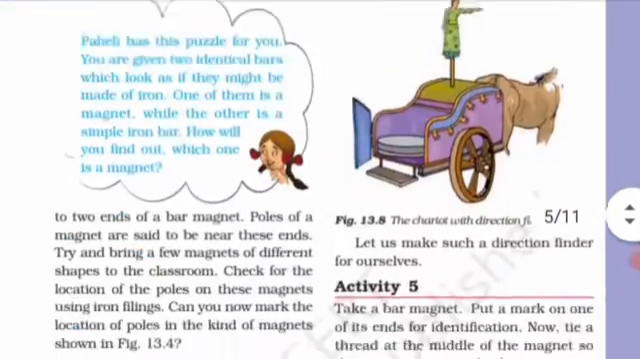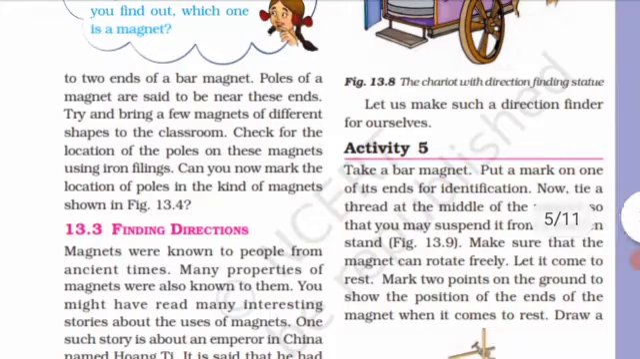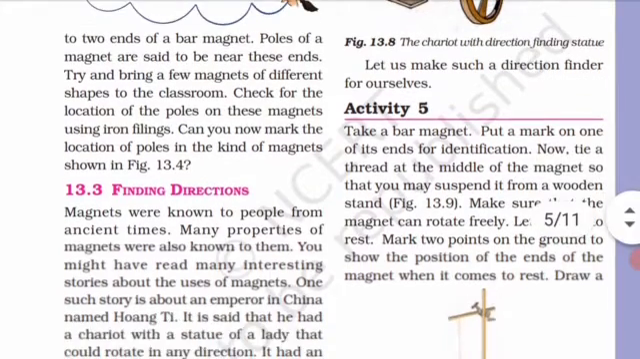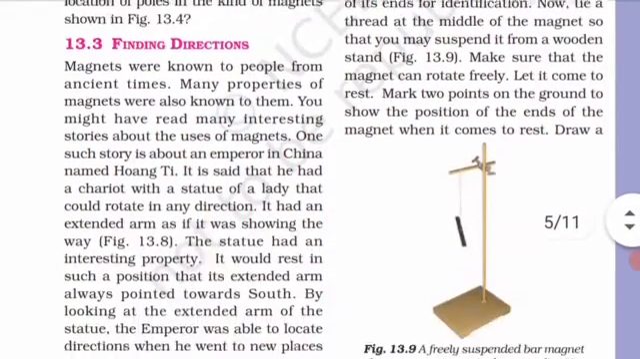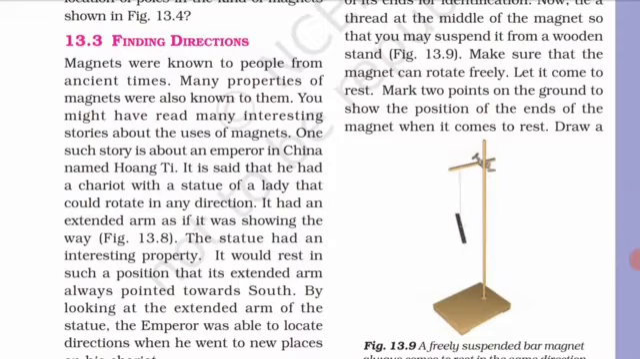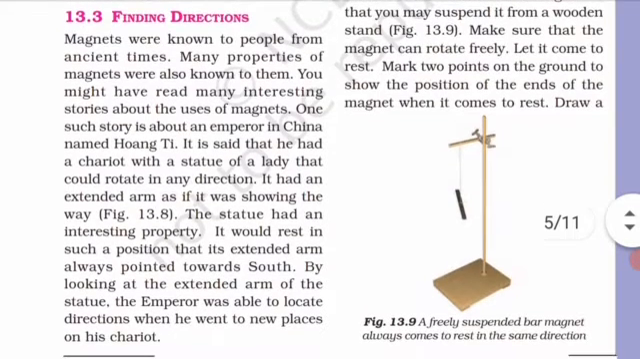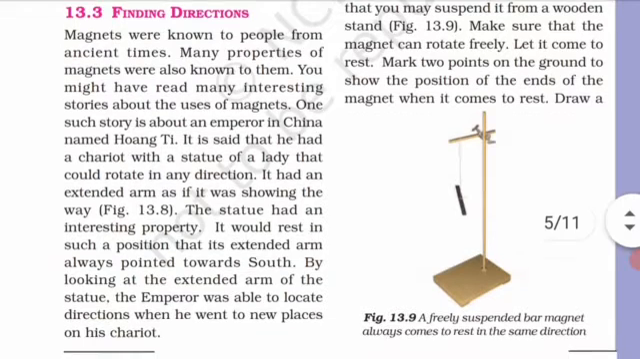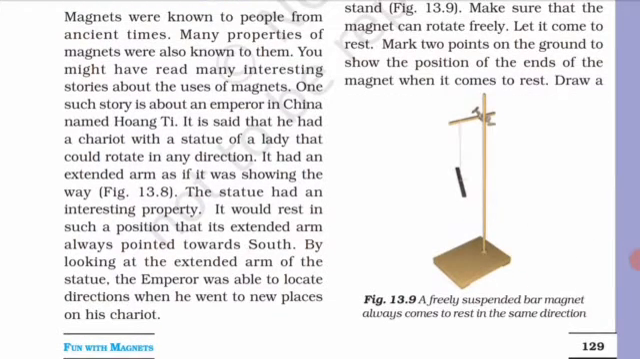Now we will do the next topic, finding direction. How is a magnet used in finding direction? Magnets were known to people from ancient times. It is not that only in modern times we have understood what a magnet is. Many properties of magnets were also known to them. You might have read interesting stories about the use of magnets. One such story is about a Chinese emperor.